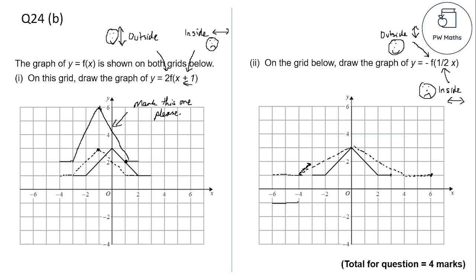It would look like 3 would go to minus 3, to -1 there, and finishing off the graph like that. Again, I'll tell the examiner, mark this please. I can't do these questions without sketching the questions twice.